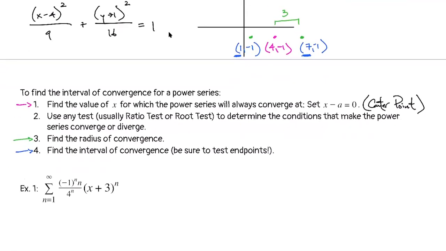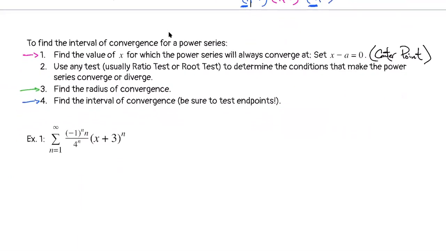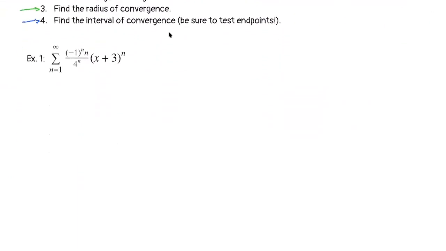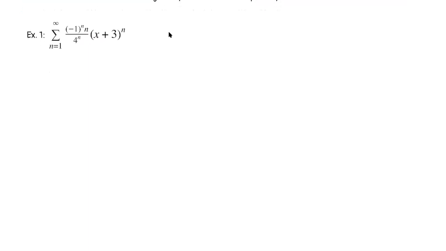So what we're doing today is not related to conics, but I think thinking about the steps that we have here as a center point, and then finding out how far you go out on either side, or it could be up and down, is really what we're doing when we're finding our radius of convergence and our interval of convergence. So that being said, let's take a look at example number 1.